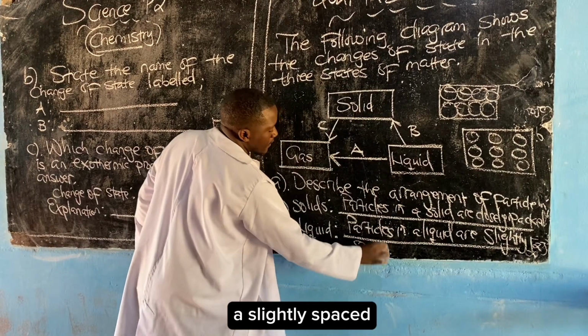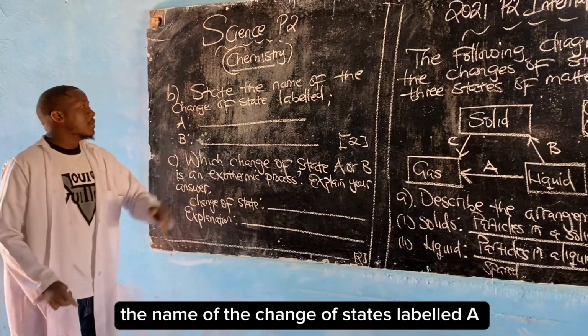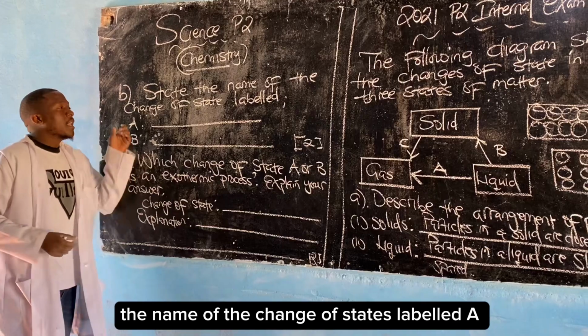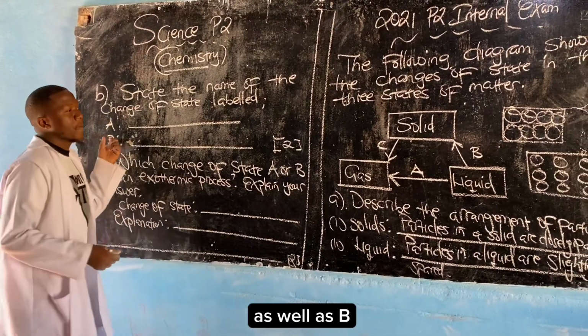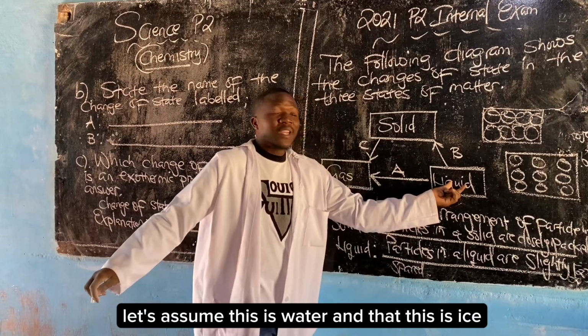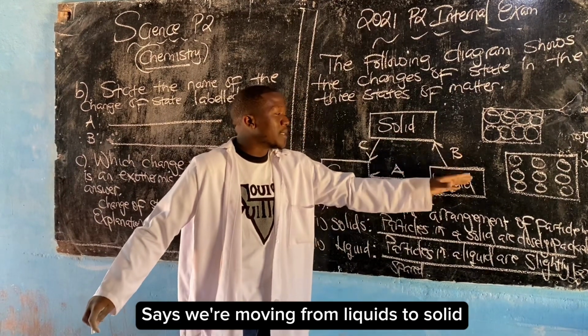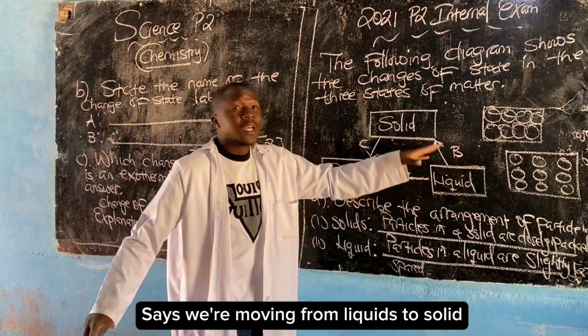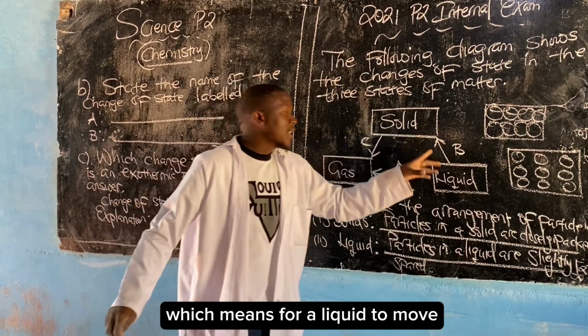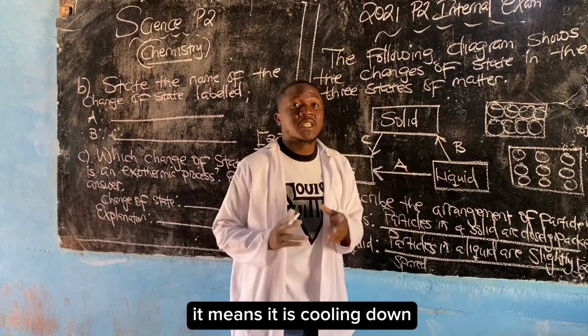And then moving on to B, state the name of the change of state labeled A as well as B. Very, very important. Like I said, let's assume this is water and that this is ice. And process B says we're moving from liquid to solid, which means for a liquid to change into a solid, it is cooling down.